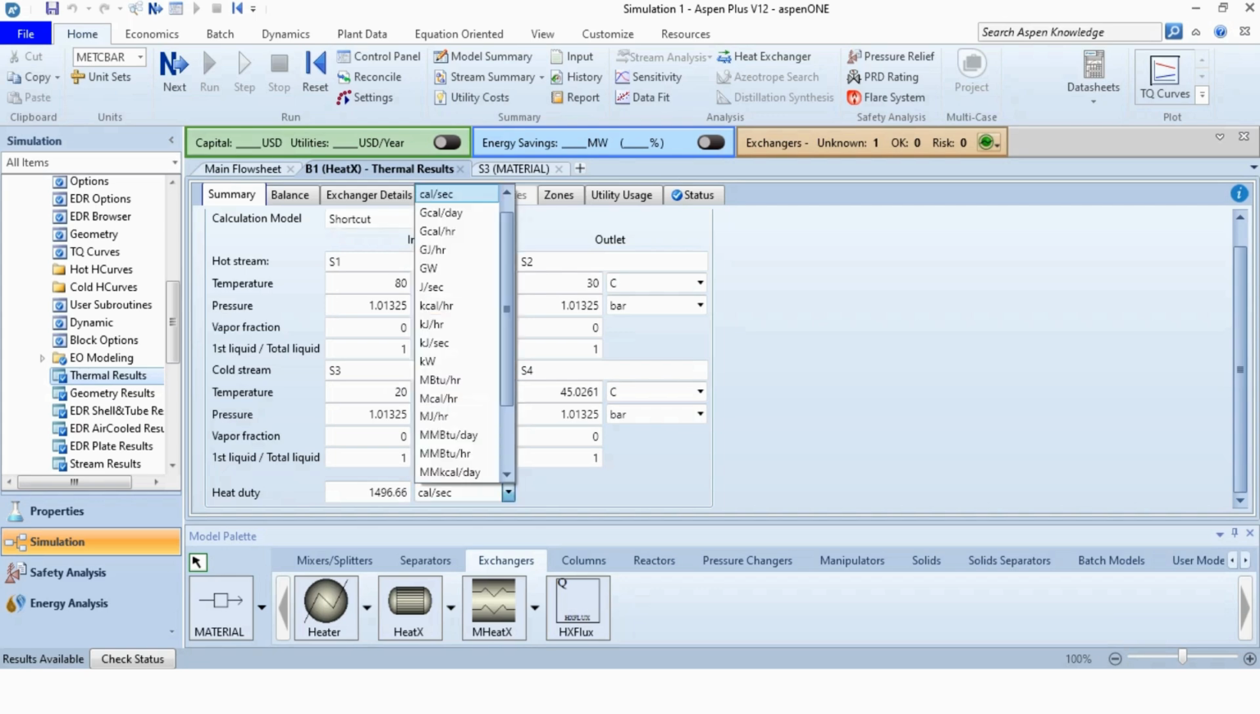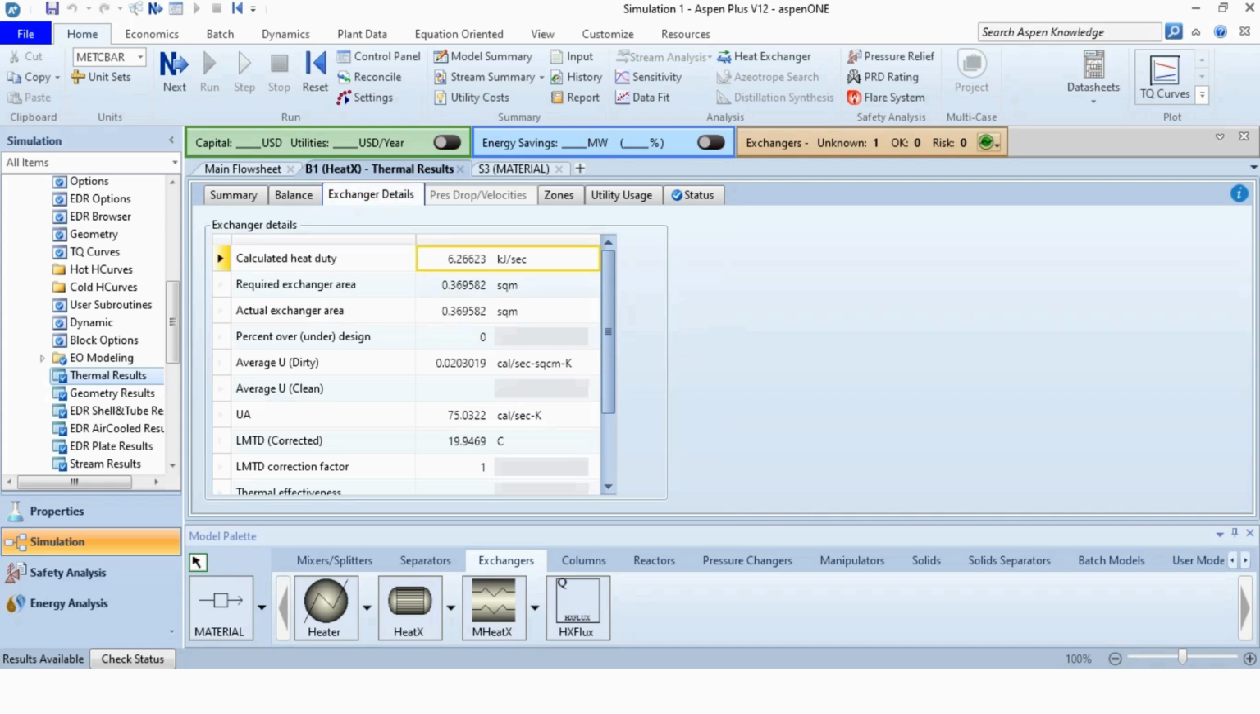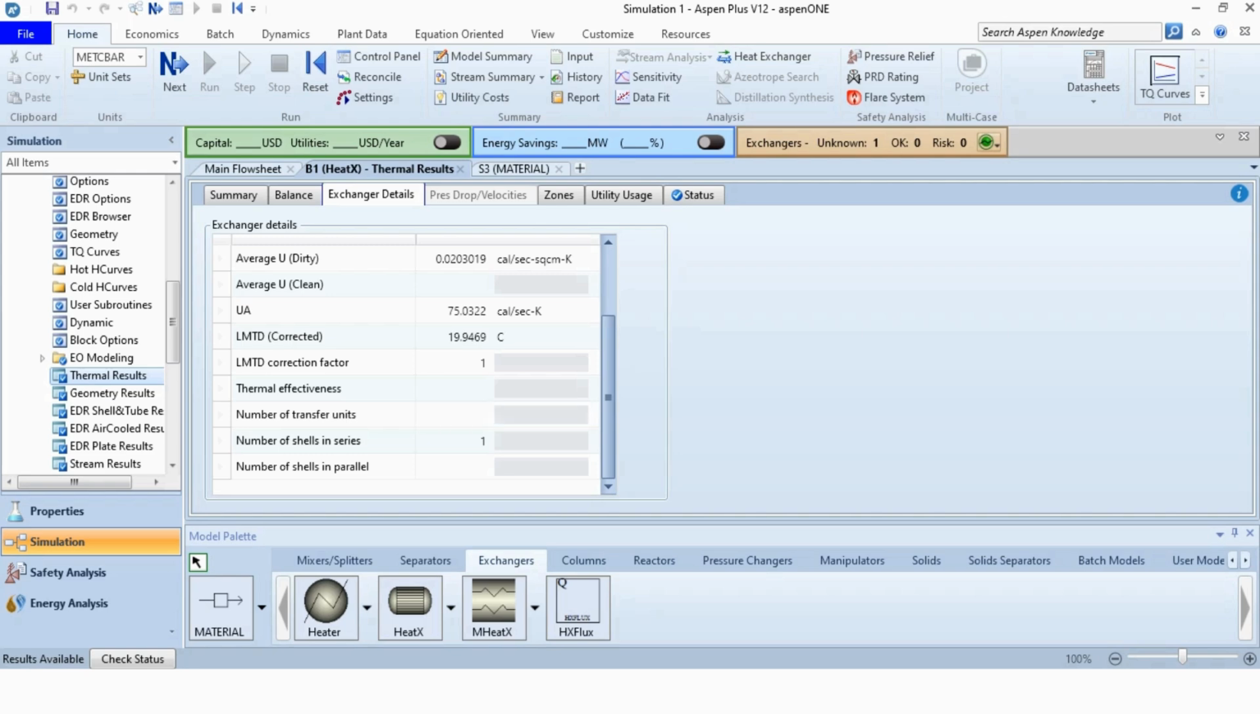It is in calories per second, so converting it to kilowatt or kilojoule per second, it is 6.266, and there are too many decimals. Going to the heat exchanger details, the heat duty calculated, the surface area, the required area, all the information is given to us. So this is the second part of our today's video.